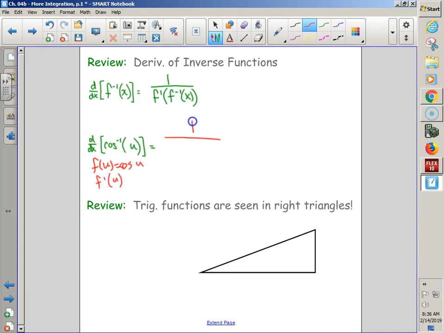Wouldn't f prime of u be sine of u? Right? So 1 over f prime, 1 over sine of who? U? No. We don't plug that guy in. We plug in O. So sine of cosine inverse of u. Well, how am I supposed to do that?